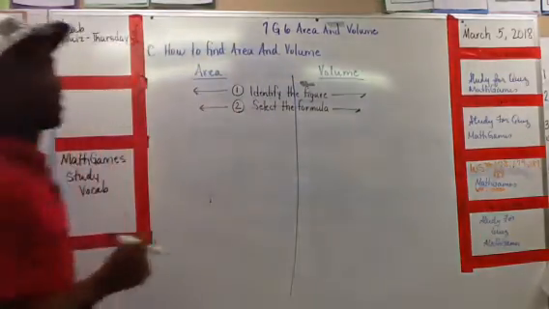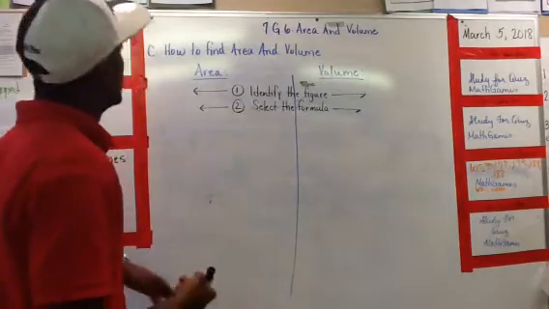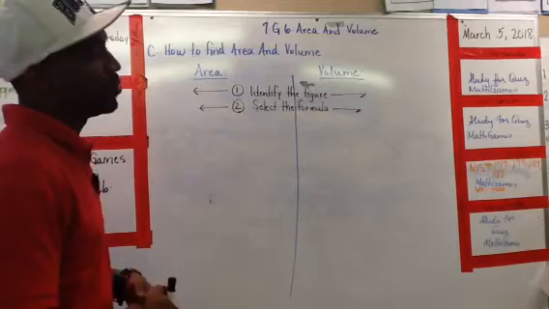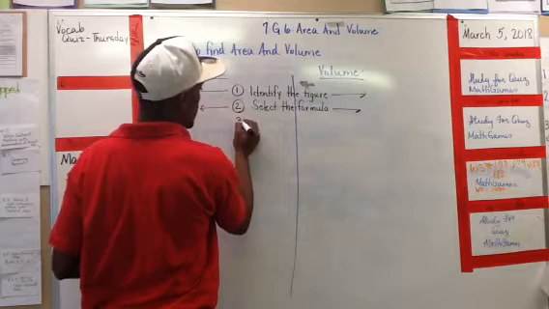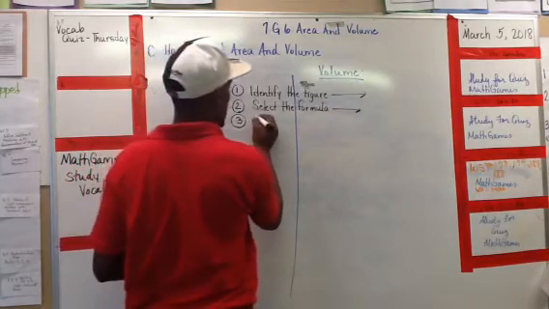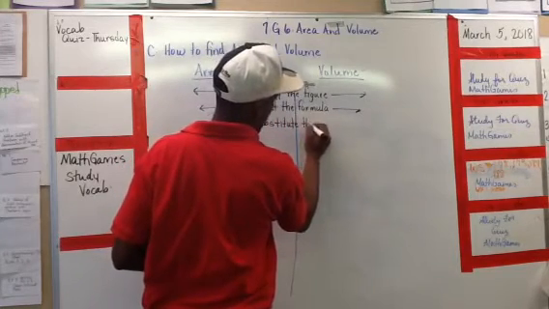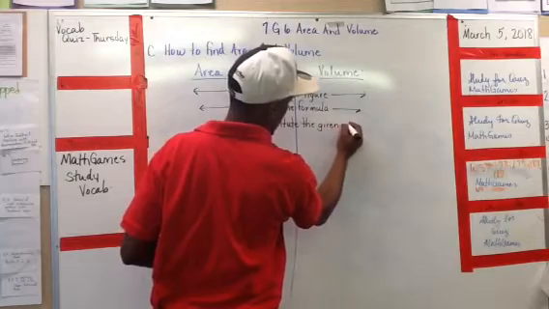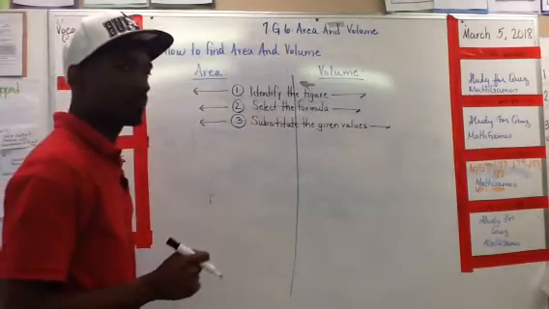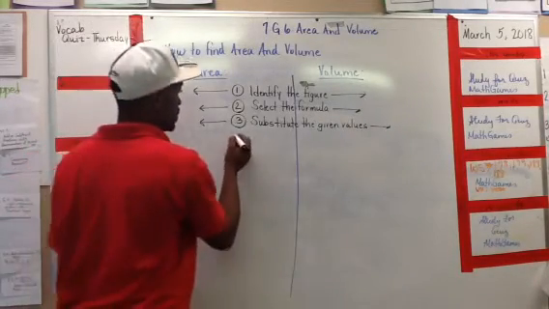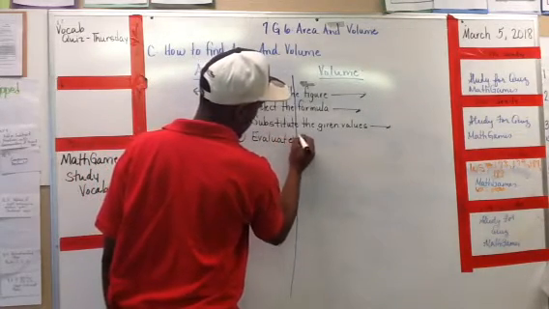And a lot of the shapes we're going to be working with this year, you were exposed to the formulas last year. I'll review them as we approach different shapes, but you need to kind of touch base on where they are or what they are. Step 3, after you've selected the formula, is substitute the given values. These are blanket steps that'll work every time for area and volume. And then you evaluate, which means to solve.